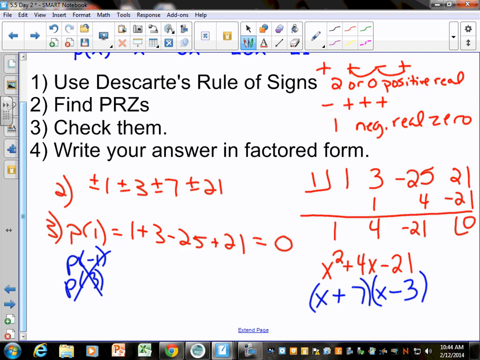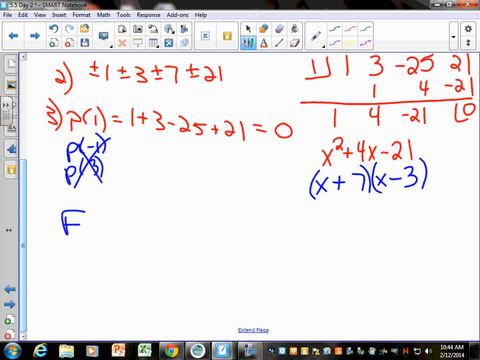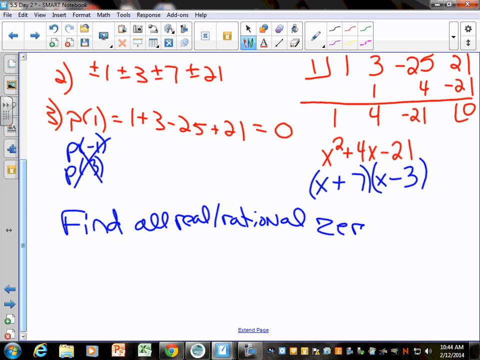If the question says, find all real, or maybe all rational zeros, you need to write it as x equals a number. Like you need to say the zeros are x equals negative 7, x equals 3, and we found that 1 works, right? And you could have got that by checking all those PRZs.